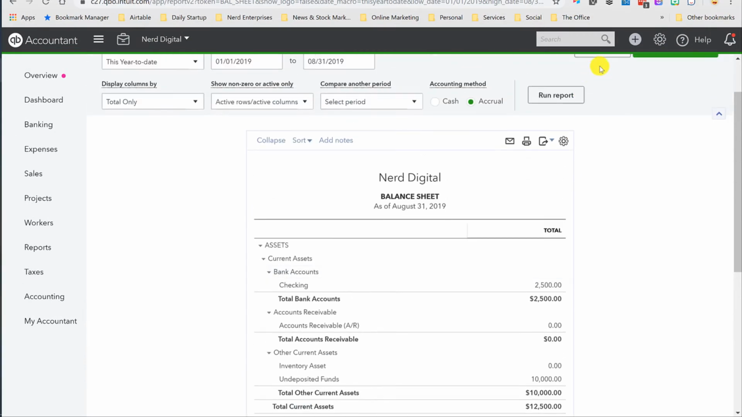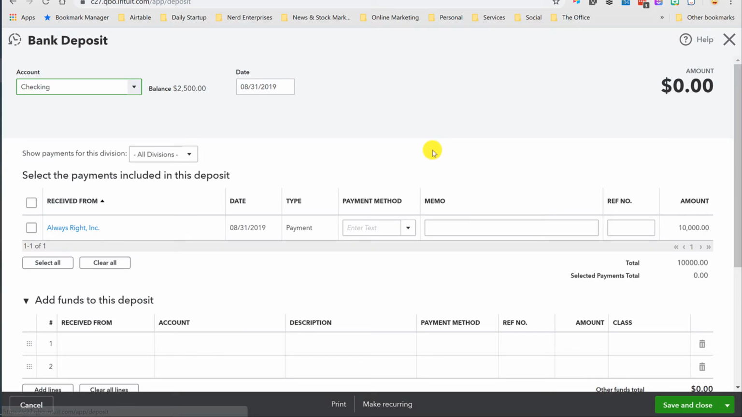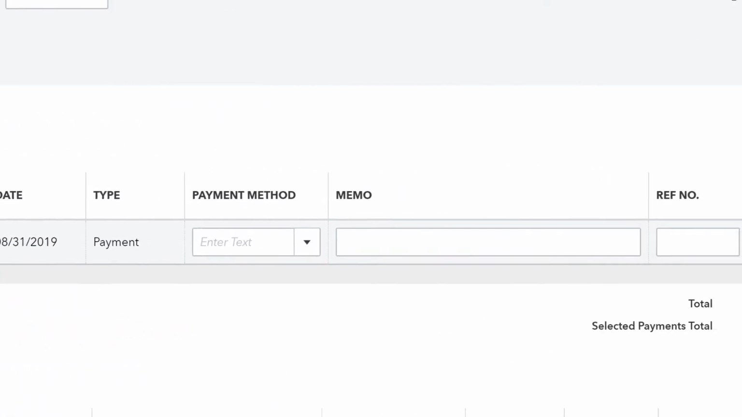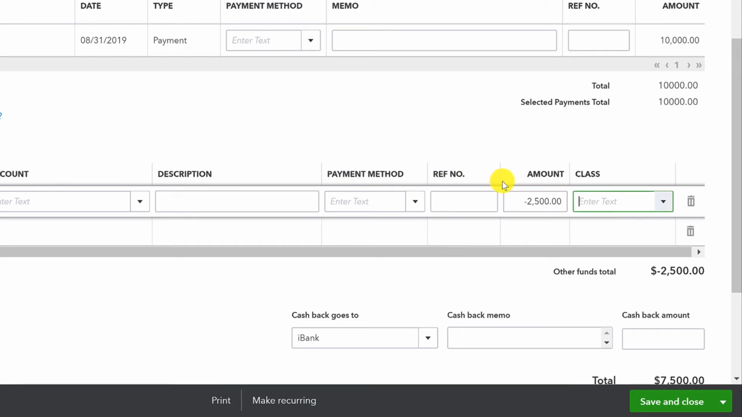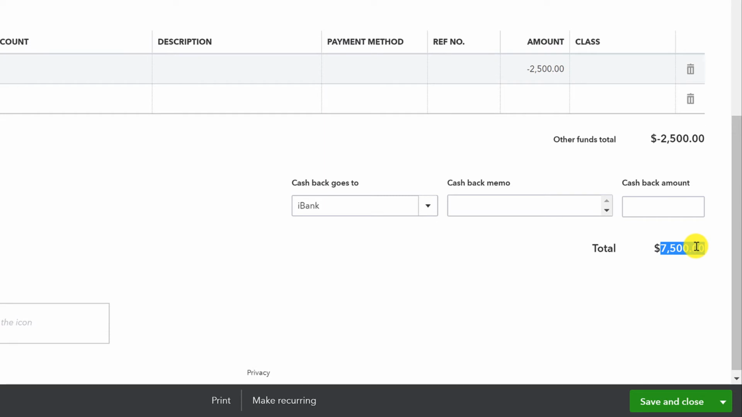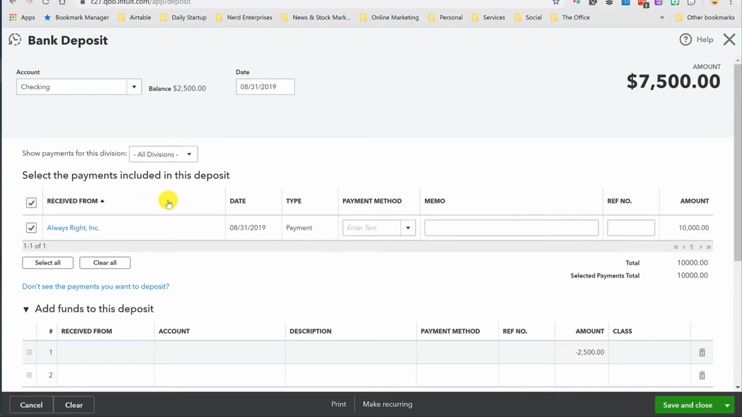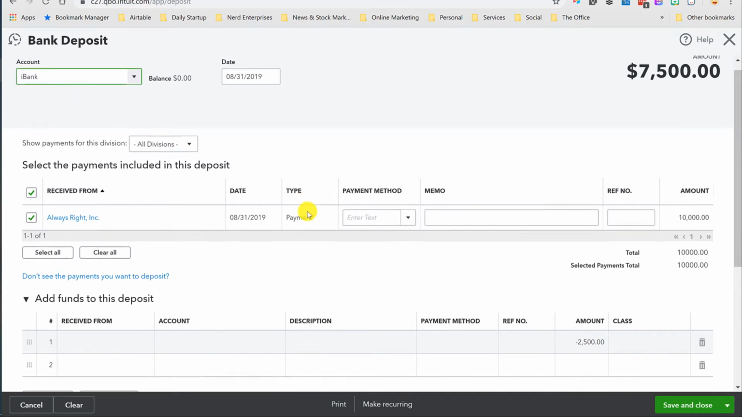So loan payable, all I have to do now is go to record the deposit, and I'm going to pick off the full $10,000 payment, and we're going to reduce it by $2,500. That's the easy part. We'll take care of the easy part first. So now we have the right net amount of $7,500 that we actually did get in the bank, and we'll put this in the iBank account.